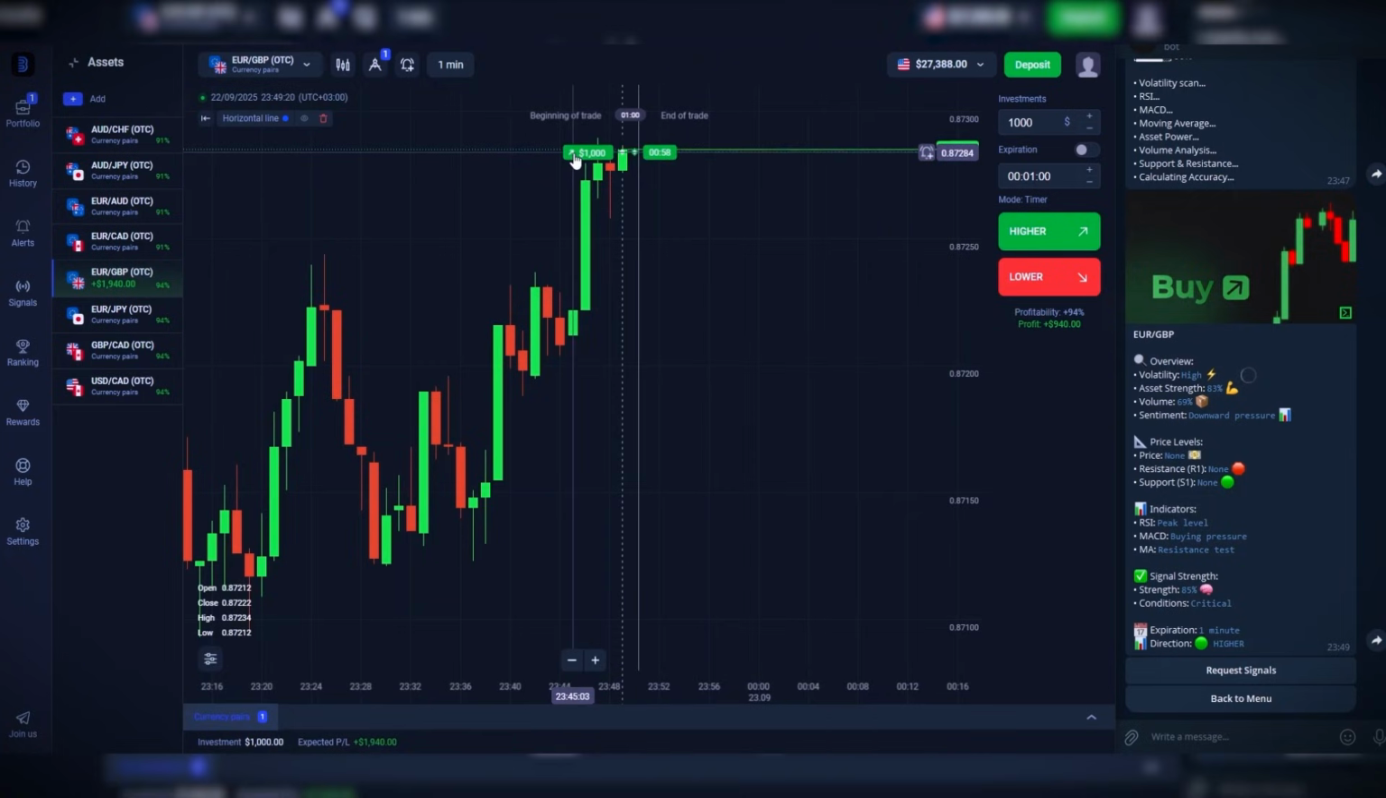It says to enter a buy, but overall, a breakout might happen here. If that happens, we'll go higher. Well, let's see how this works.